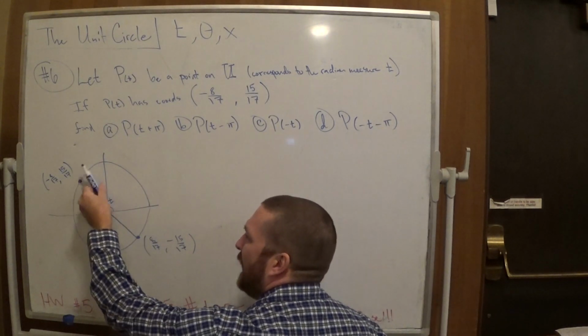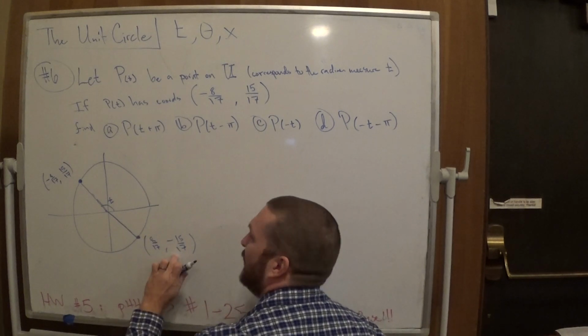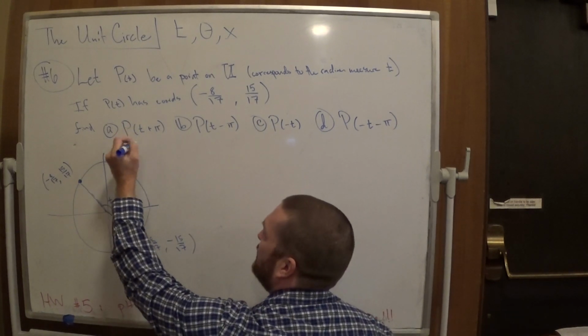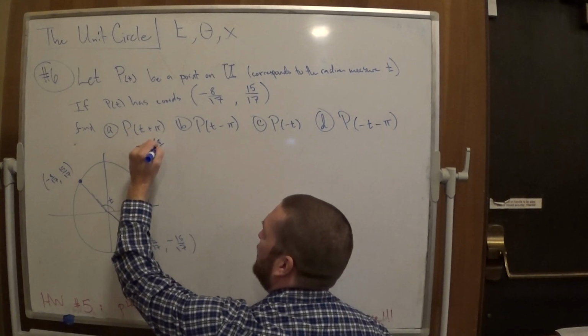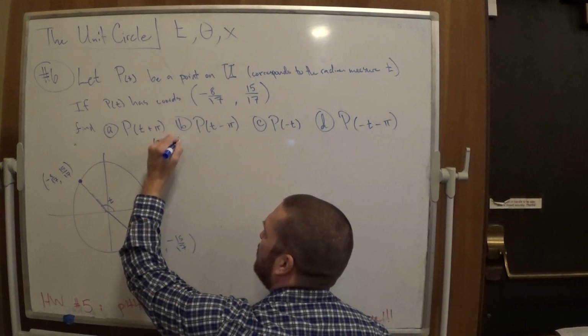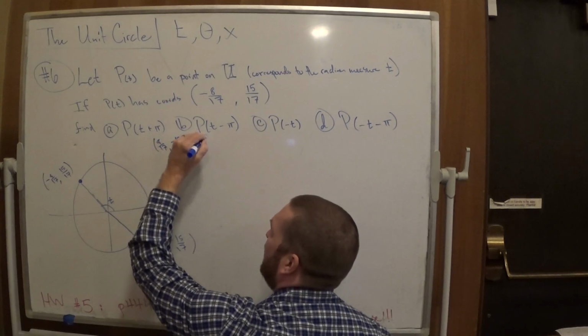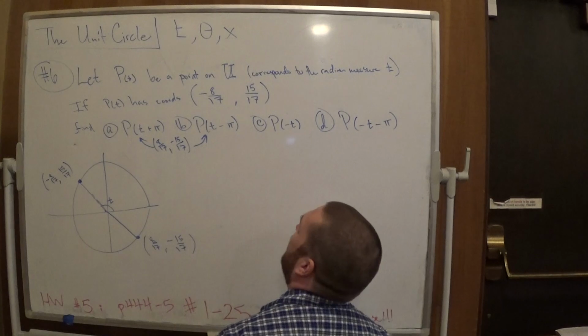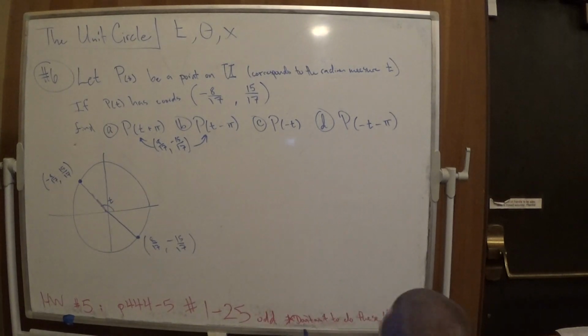So you just go halfway around the circle and you're right back to there. So both of these are 8 17ths minus 15 17ths. That's the answer to both of those. Okay? Now, here's the fun one.